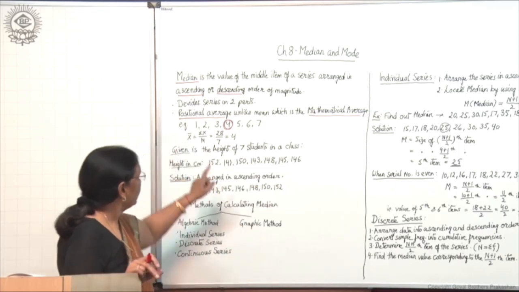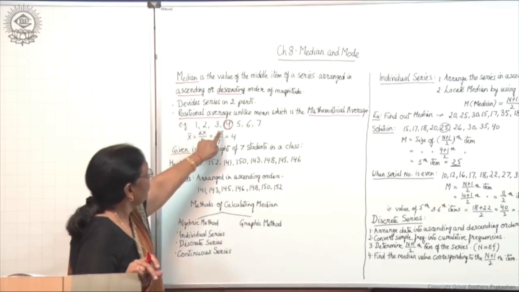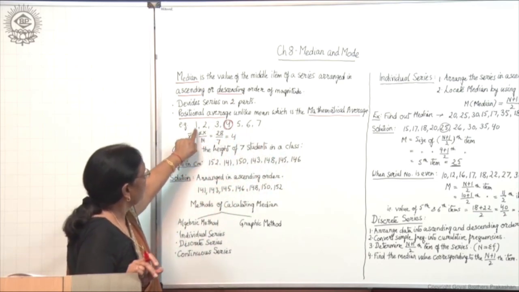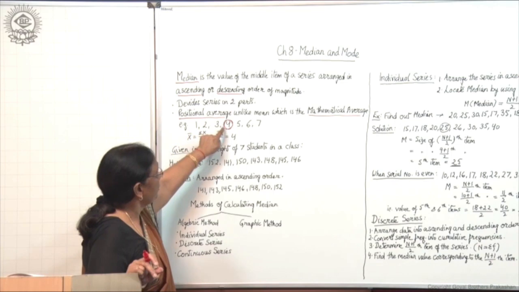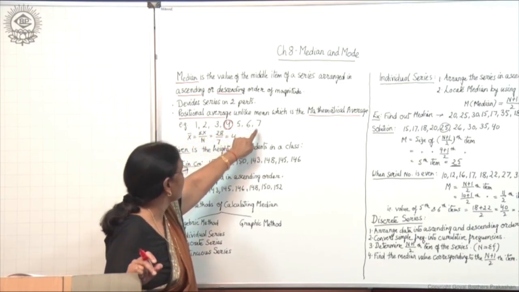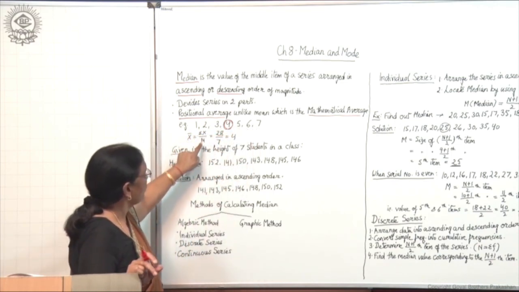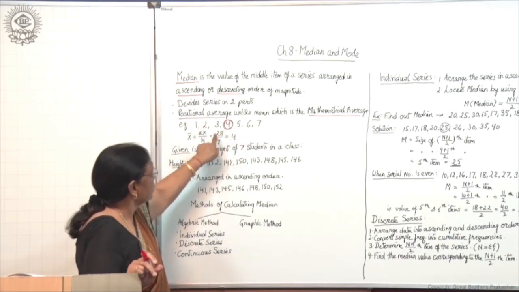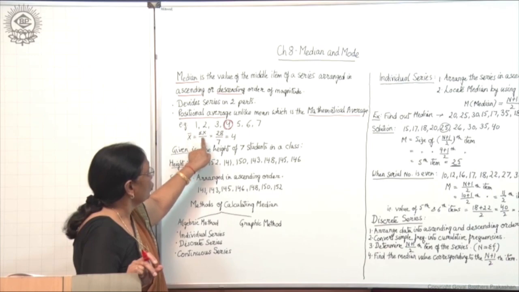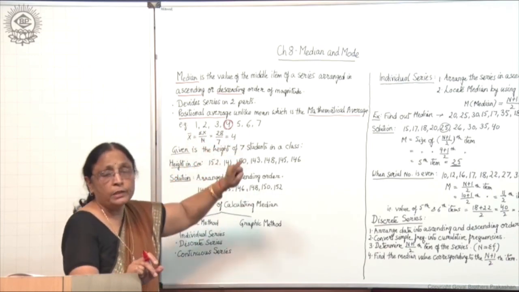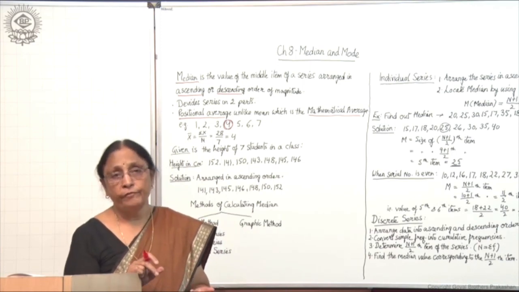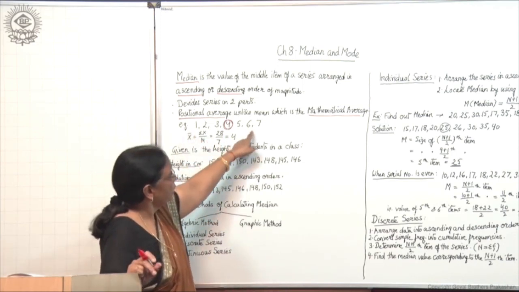For example, if you calculate the actual arithmetic mean of this data, it will be 1 plus 2 plus 3 plus 4 plus 5 plus 6 plus 7, that is sigma x upon n. Sigma x here is 28 upon 7, so the mean will be 4. This is the arithmetic mean, right? And this is the mathematical average of the series of data.